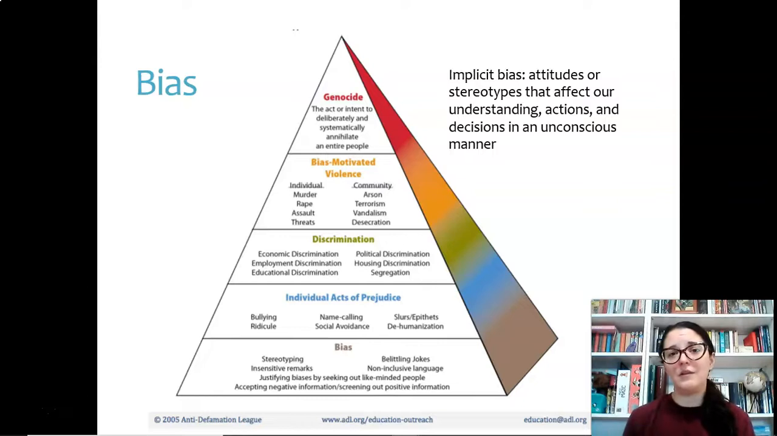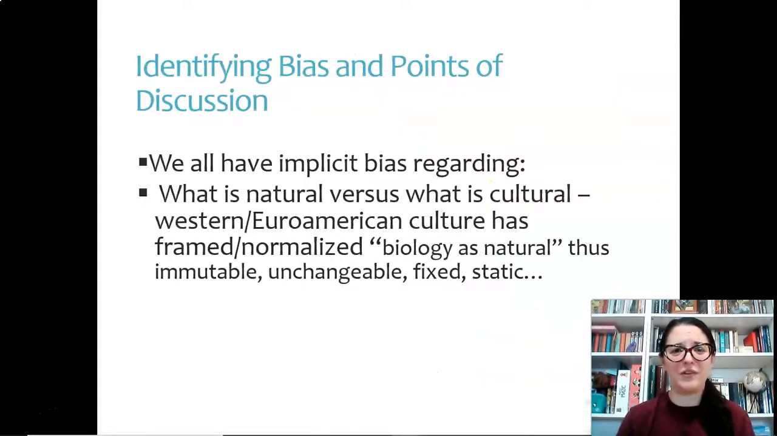that we need to do is identify the biases that we bring to the kinds of work we do, because bias contributes to other forms of violence and discrimination, and ultimately, when allowed to persist and to build in a society, can contribute to things such as genocide. So we'll talk a little bit more about this pyramid and how this operates in lecture this week.